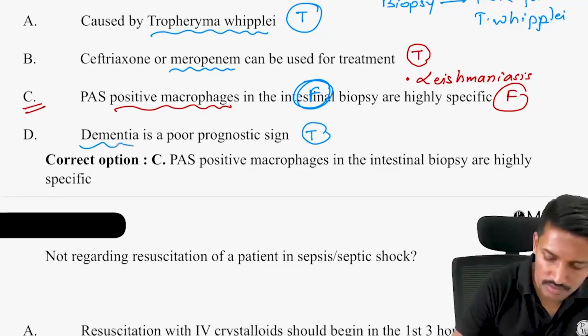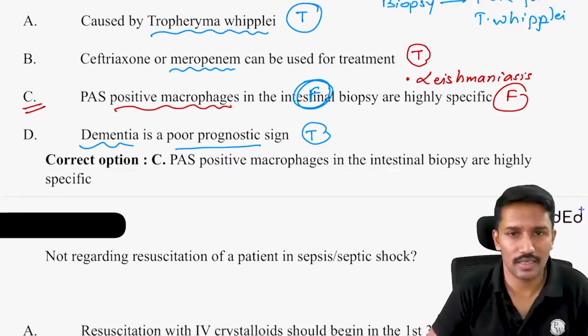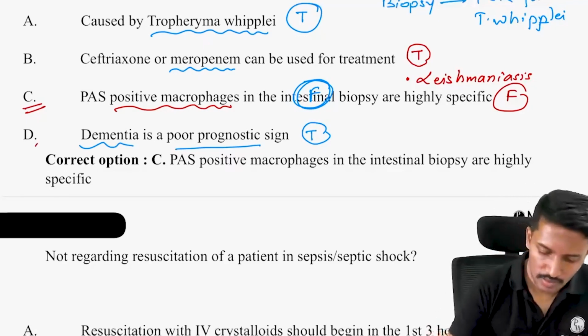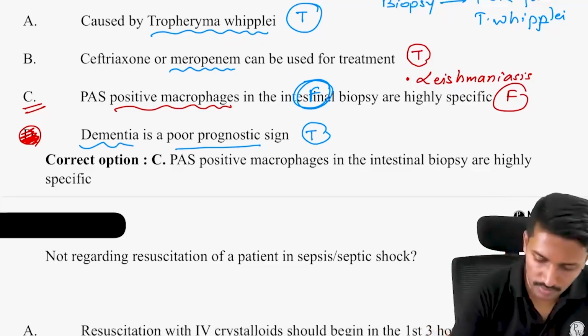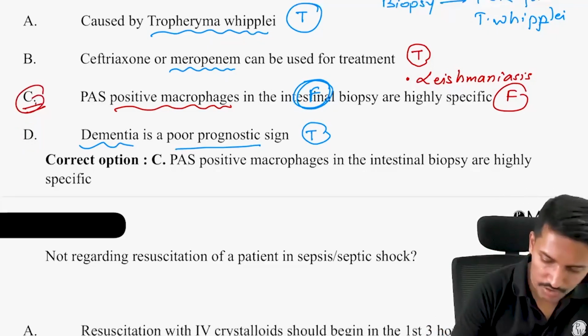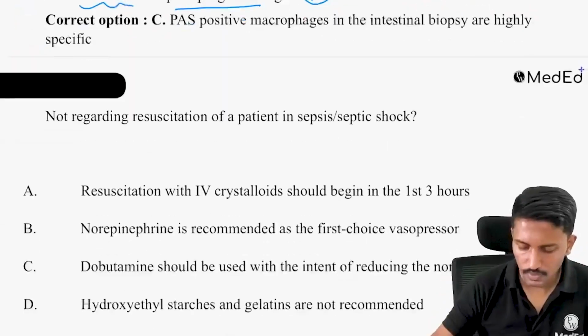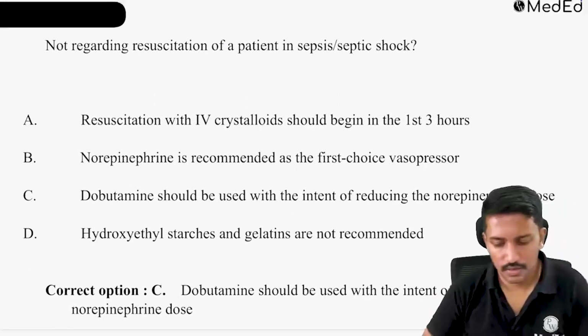Dementia, if present, is a poor prognostic sign. Okay. So that becomes our answer. Option D becomes the answer. Sorry, option C becomes the answer. Dementia is true. Okay. Next.